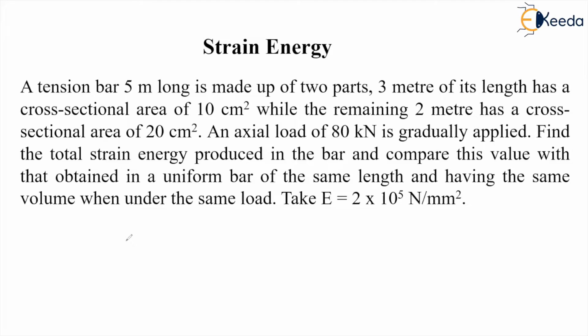So, in this question, we are given a bar of 5 meter long. A tensile load is applied because it is a tension bar, and it has two parts. The 3 meter part of this bar has cross-section area of 10 centimeter square and the remaining 2 meter length has cross-section area of 20 centimeter square. An axial load of 80 kilonewton is applied, and this is a tensile load, right? And it is gradually applied.